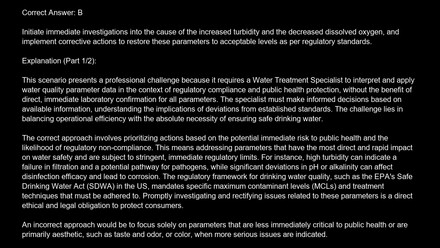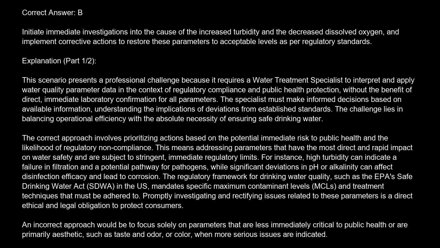The correct approach involves prioritizing actions based on the potential immediate risk to public health and the likelihood of regulatory non-compliance. This means addressing parameters that have the most direct and rapid impact on water safety and are subject to stringent, immediate regulatory limits. For instance, high turbidity can indicate a failure in filtration and a potential pathway for pathogens, while significant deviations in pH or alkalinity can affect disinfection efficacy and lead to corrosion.